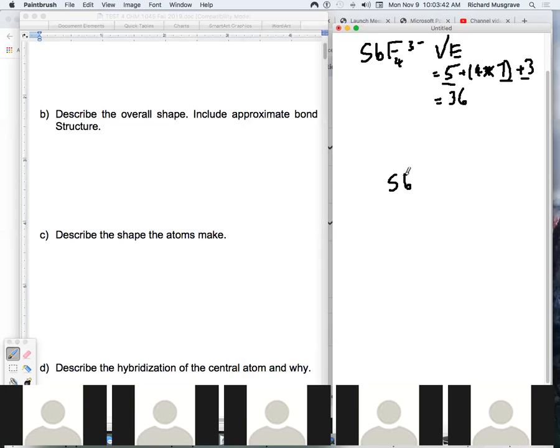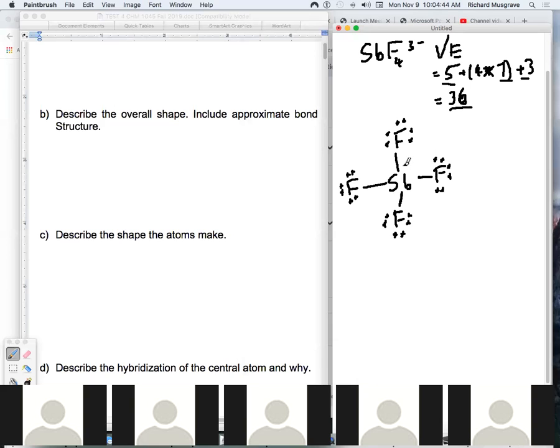Sb will be in the center. I'm not worried about the shape now because I can't determine that with the information I have presently. So I'm going to put four Fs around the Sb and bond them to the Sb. As a general rule of thumb, the single element will always be central and everything else will be connected to it. Does anybody have any questions so far? The next thing I'll do is satisfy the fluorines by giving them enough electrons to make sure they have eight. If I do that, I will have used 32 electrons, and I have a total of 36 to use.